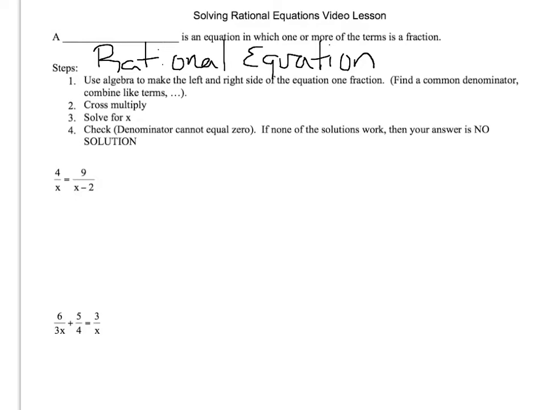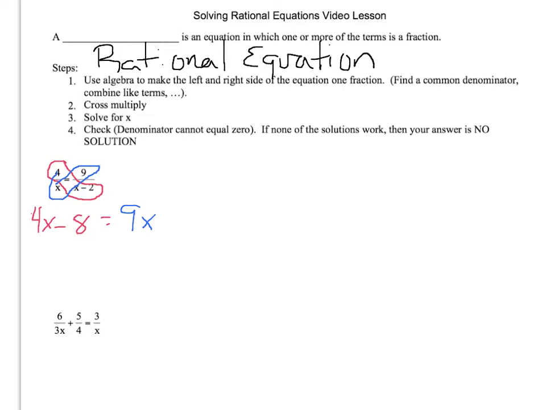So we have 4 over x is equal to 9 over x minus 2. Left hand side is one fraction and the right hand side is one fraction, so we can go straight to step 2, which is cross multiply. So cross multiplying, 4 times x minus 2 is 4x minus 8. And then we have 9 times x is 9x.